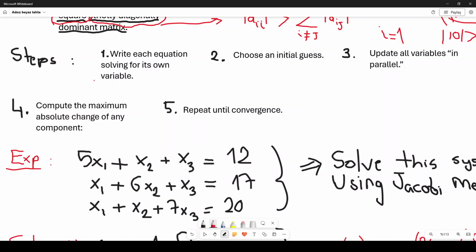And the very first step, guys, which I just circled in red, is to write each equation solving for its own variable. And what I mean by that, let's get into that point. We need to write each equation, in other words, we rewrite each equation with respect to one of the unknown variables and move the other unknown variables along with their coefficients to the right hand side. In other words, we isolate each unknown variable in each equation from top to bottom.